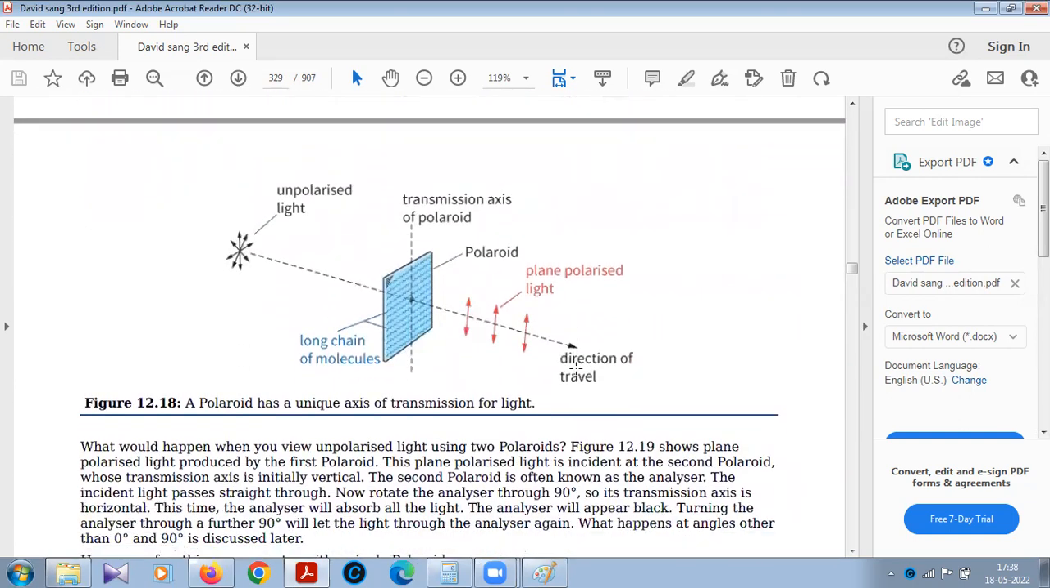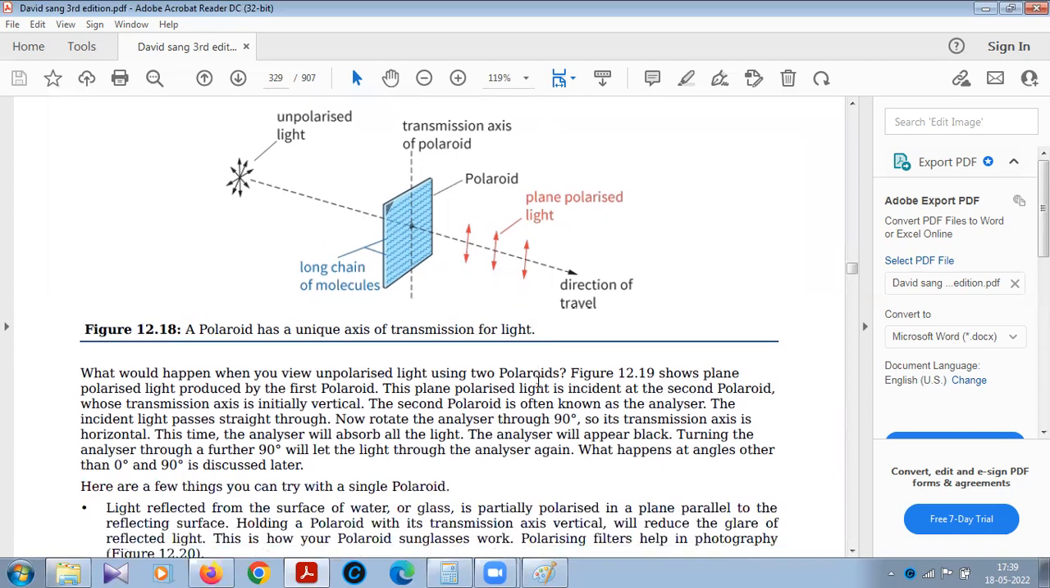So like this here, this is the unpolarized light. I'm passing it through some Polaroid. This Polaroid has some transmission axis. Along this, after passing through, all the other vibrations will get stopped. It will have a vibration in the up and down direction like this.